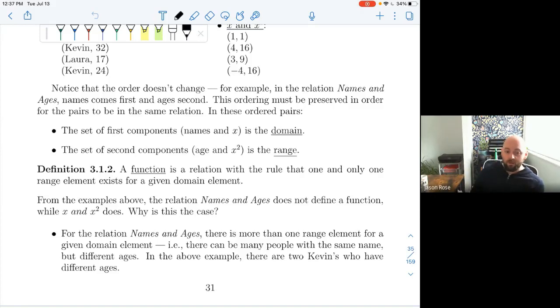It's how they work. So for the names and ages on the left up there, do those relations make a function? No, because for example, you can have 2 people named Kevin up there. One of them is 32 and one of them is 24. So the name Kevin can have 2 possible range elements. There can be different people named Kevin that have 2 different ages. You have Kevin and 32, Kevin and 24. For the same domain element Kevin, you have different range elements. That means it can't be a function.